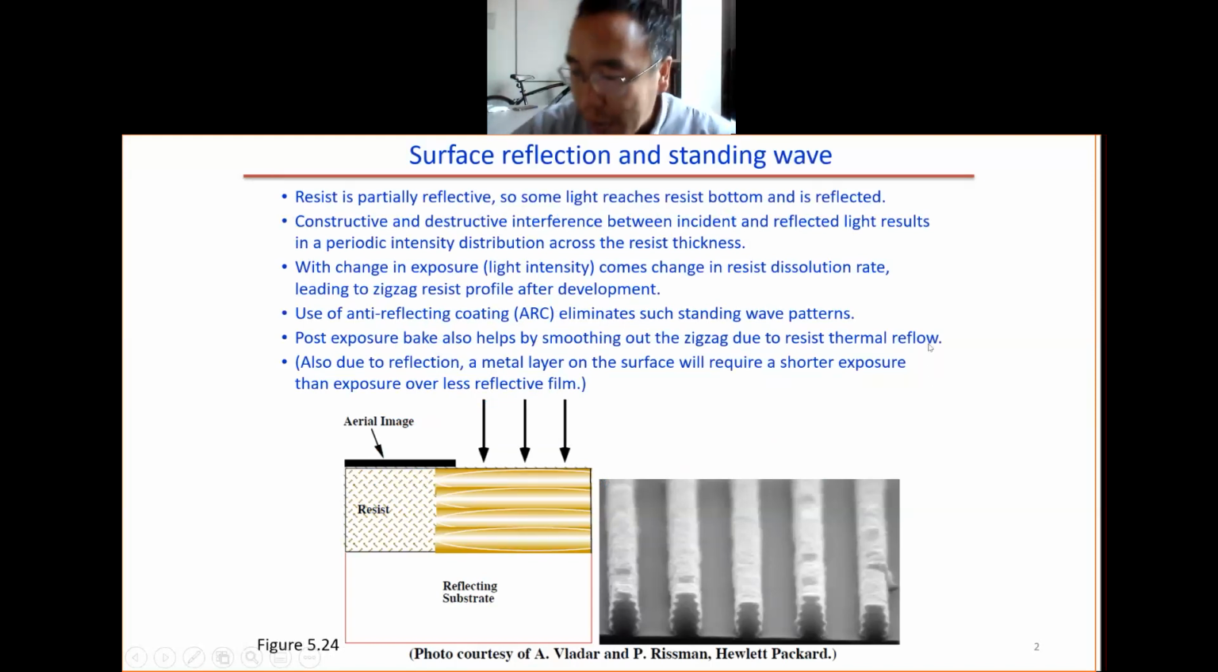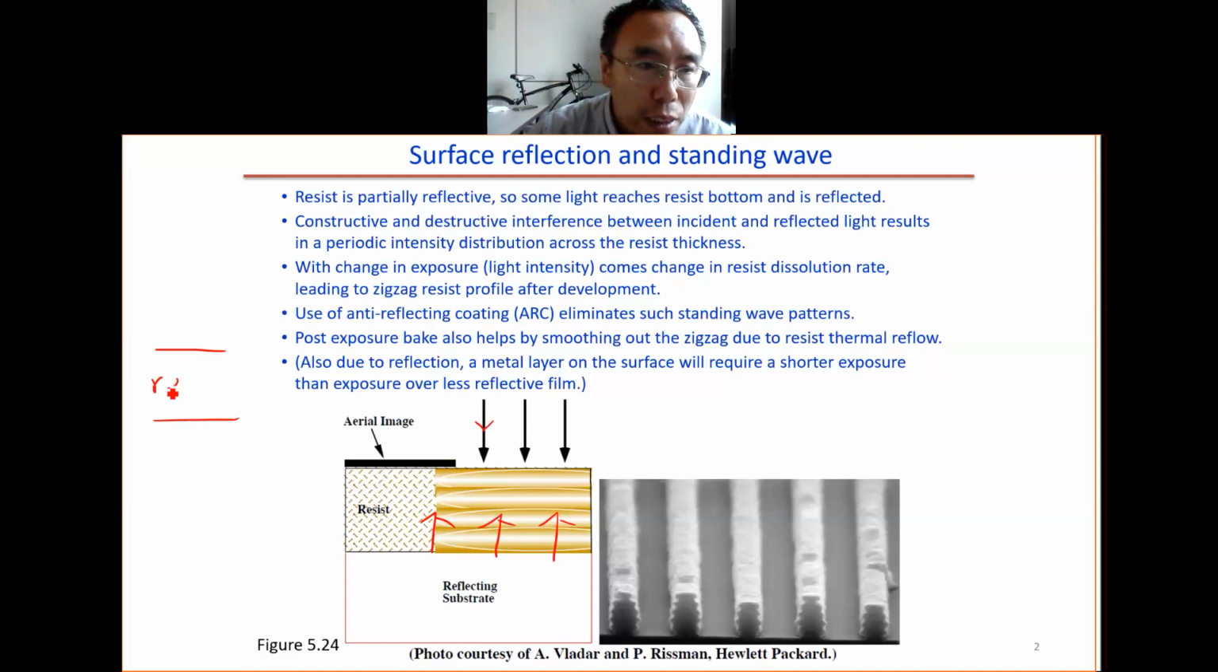So when we have light shine on the resist, some of the light will be reflected. The reflection is given by this formula. Here is the resist, here is the light coming in and reflected. The indices here are N1, N2, N3, and this is the substrate.